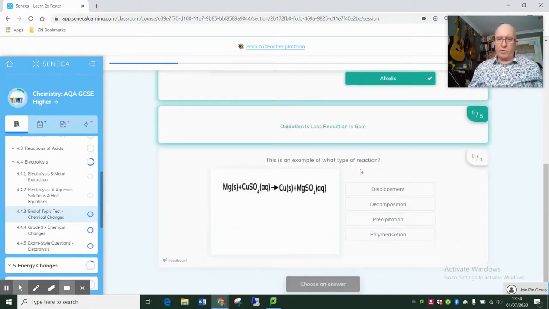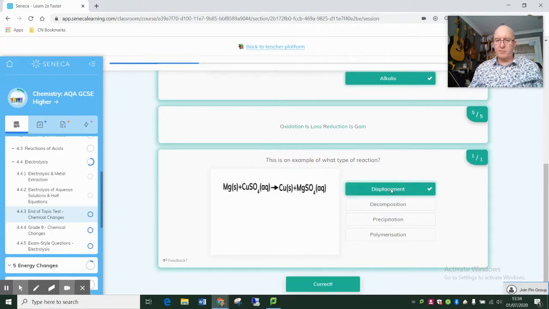This is an example of what type of reaction. So we've got magnesium and copper sulfate producing copper and magnesium sulfate. So the magnesium and copper are really just swapping places. So that is a displacement reaction.